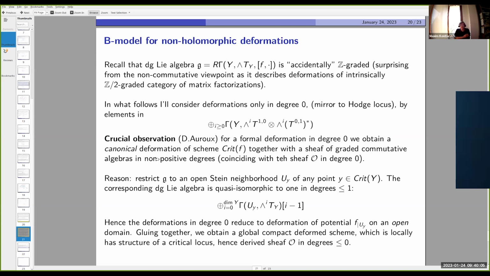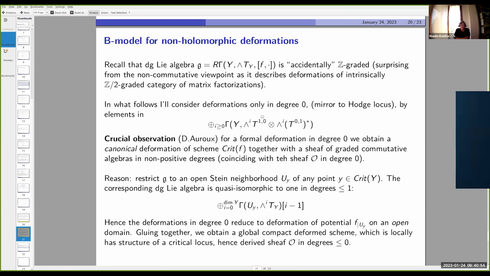It shouldn't be degraded, but it is. And in what follows, I'll consider deformations only in degree 0, which mirror to the Hodge locus. If it's mirror to, let's say, some Fano variety, you consider part of the Frobenius manifold, which is part of the points in the moduli of your variety. And this mirror dual, it's again some kind of diagonal part. We solve the Markov equation in this space, the sum over all integers from 0 to dimension of the I-th power of vector fields and I-th power of (0,1) anti-holomorphic forms. And here there is a crucial observation by D. Auroux.